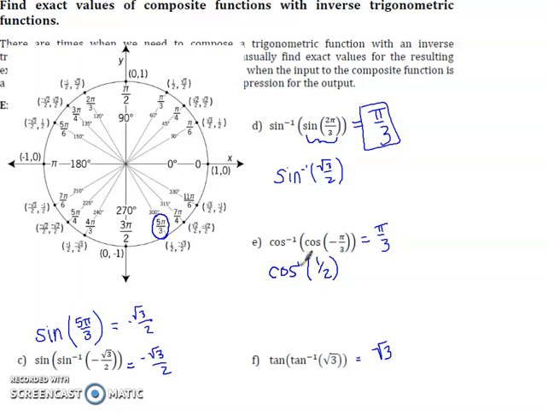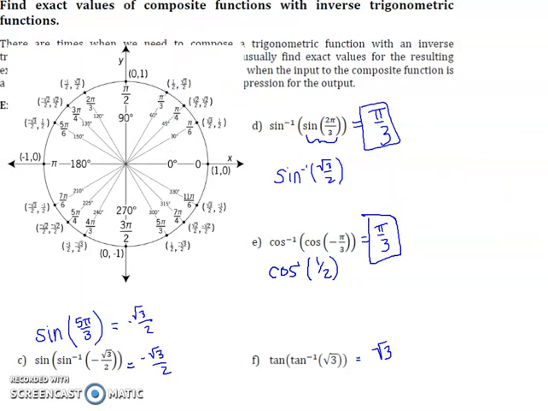Now, if I'm talking inverse cosine, I need to be looking at the interval from 0 to pi, so that's only this top half of the unit circle. So from 0 to pi, I'm looking for a cosine value of positive 1/2, and I see that here at pi thirds. So the angle I'm looking for is pi thirds.